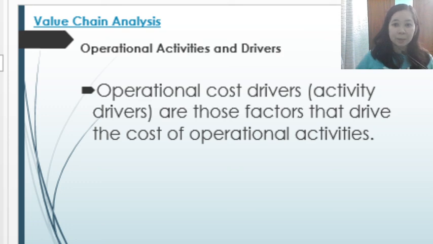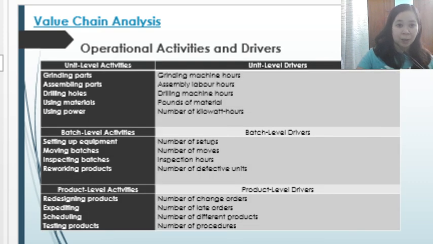Operational cost drivers, or activity drivers, are of course those factors that drive the cost for these operational activities. So what are those? For the operational activities, you can classify them according to unit level, batch level, or product level, depending on the structure of the organization, or depending on the policies that they are implementing or the approach that they are using.